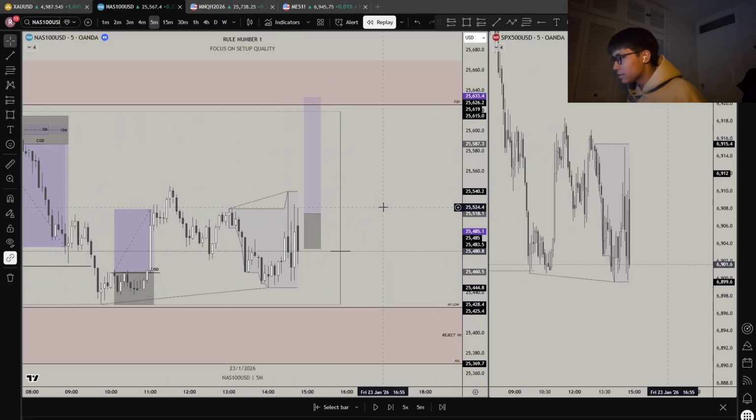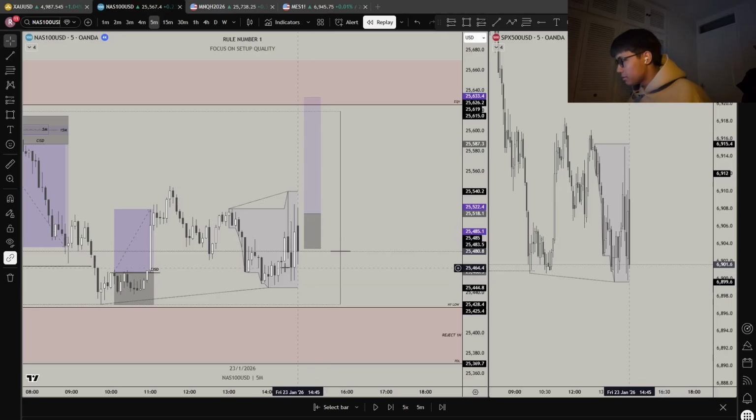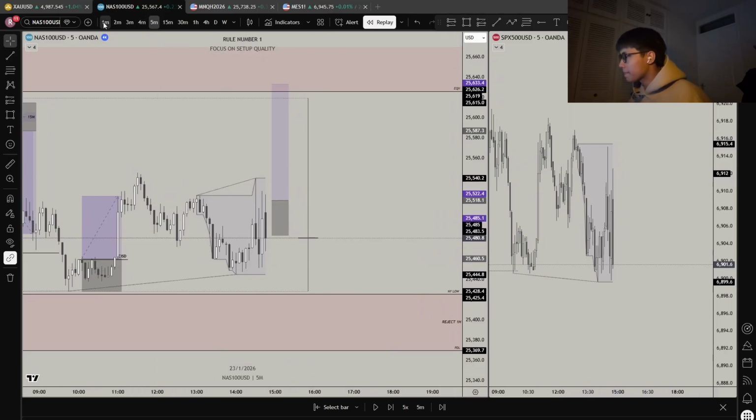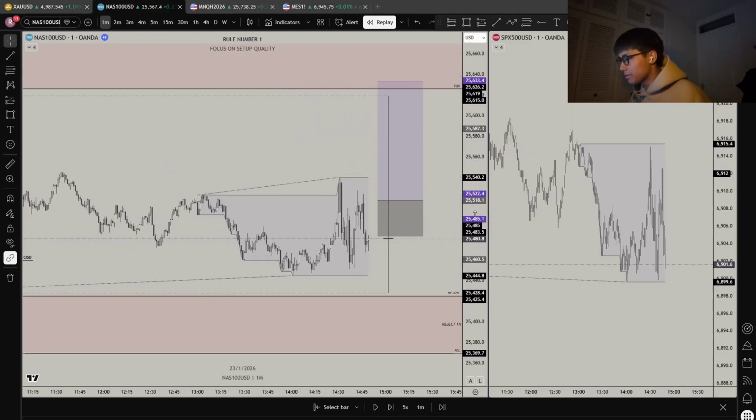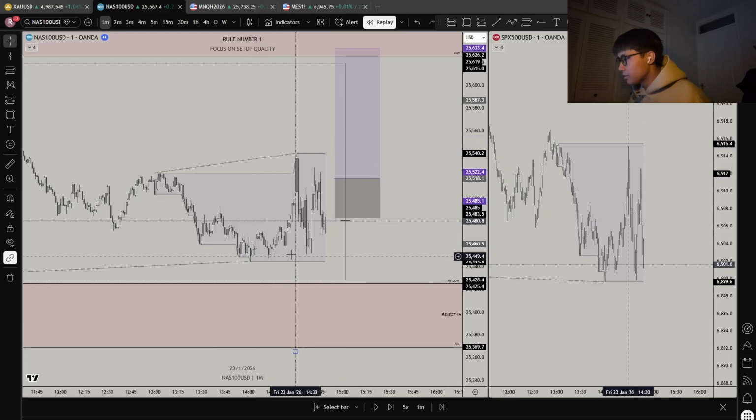Alright, so during New York Open, what did we do? And I took this trade in the 1 minute. New York Open was this line here, guys. I'll mark it out for you guys. 230. What did we do?